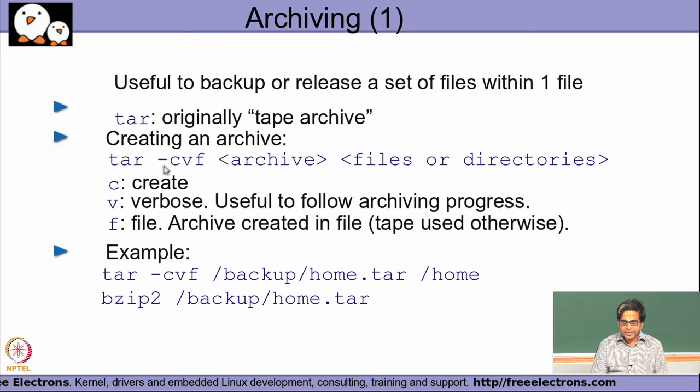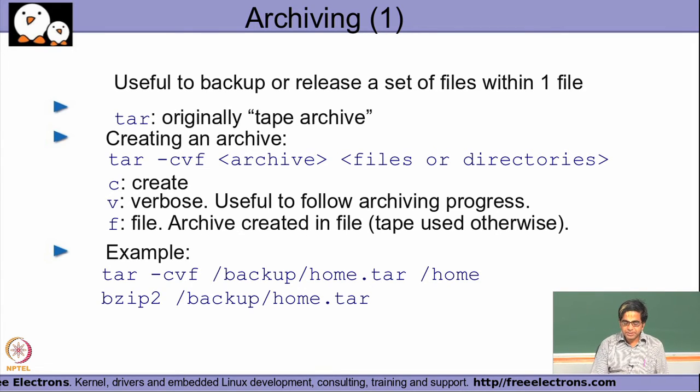Here, the C option stands for the instruction to the tar command to create an archive file. The V option stands for verbose. With this verbose option, the tar command keeps giving me details of what exactly it is doing while the archiving process is on. It will keep telling me that it has taken this file and archived it, then the next file and archived it, and so on, and my output will be continuously getting refreshed, right.